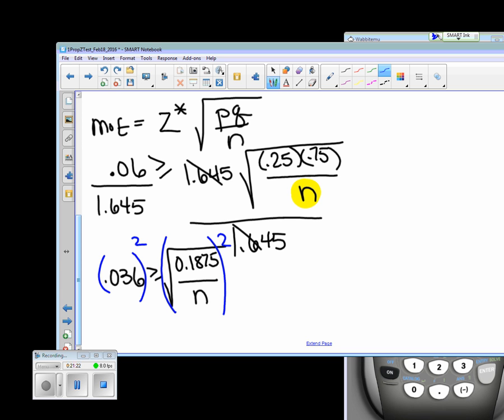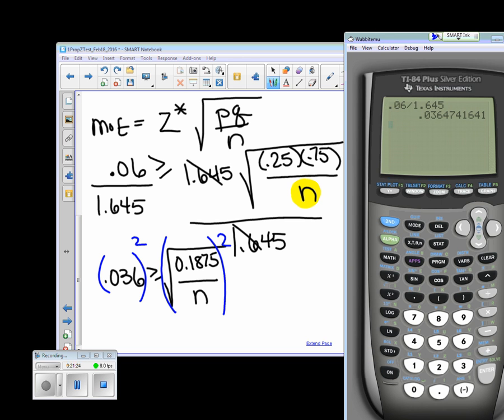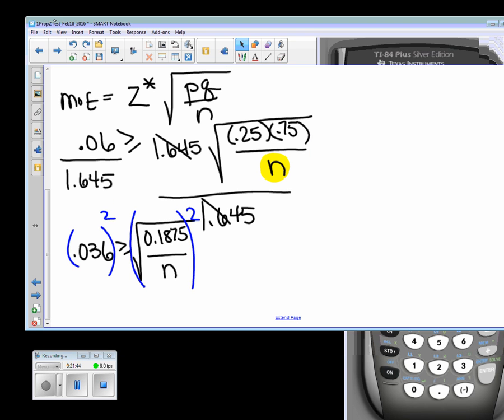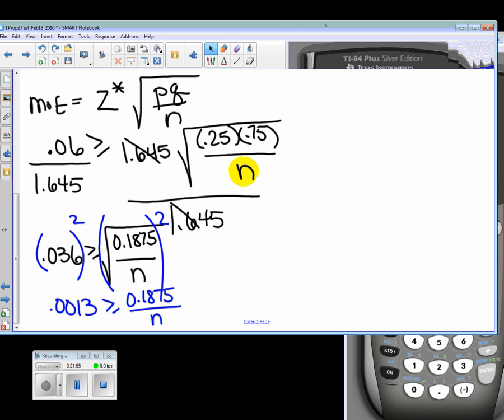So we're going to square both sides. Remember what I'm going to do. I'm not going to square 0.036, but I'm going to square the exact value. So if you just hit squared here, it'll square the previous answer without rounding, and we get this value here, 0.0013. And again, leave it in your calculator. Do not round it. So 0.0013 is greater than or equal to what we still have after I get rid of the square root. Okay?